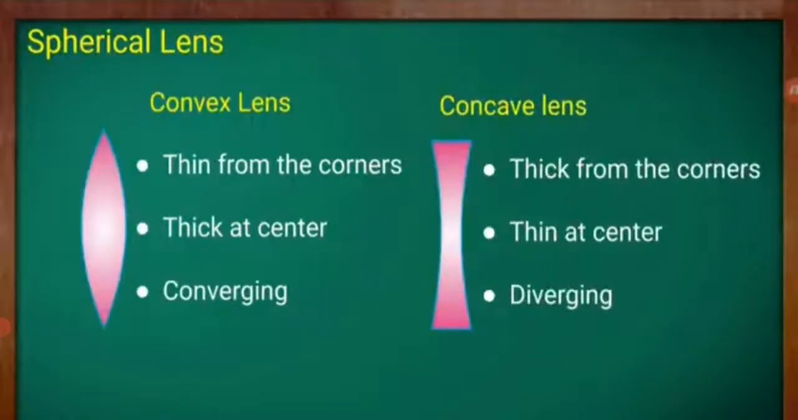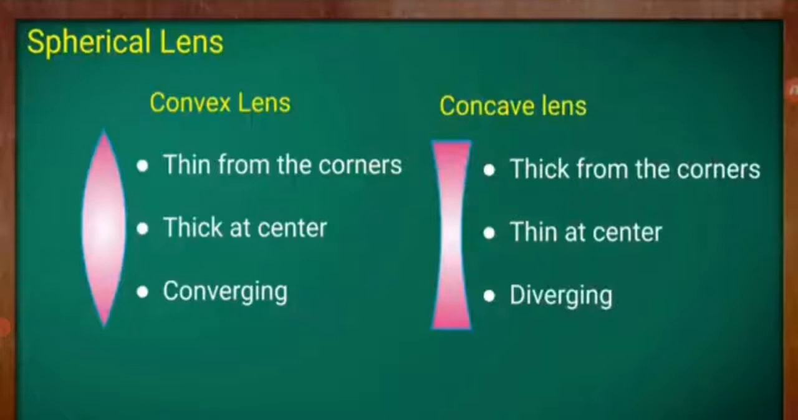Now let us know about the spherical lenses. Like you have learnt about the mirrors, a mirror has only one side of the refractive part. In lenses, and in today's class we are referring to the biconvex and biconcave lens. That means on both the sides the refraction takes place. Okay, convex lens means it is thinner at the corners and thicker at the center, and it is also called the converging lens.